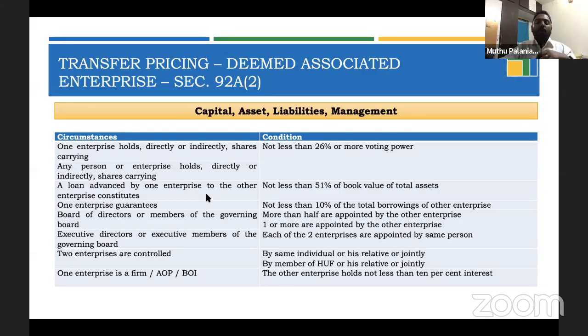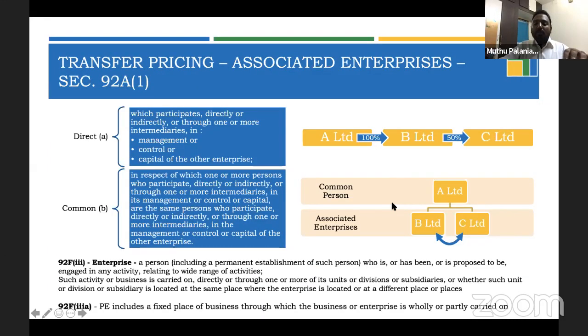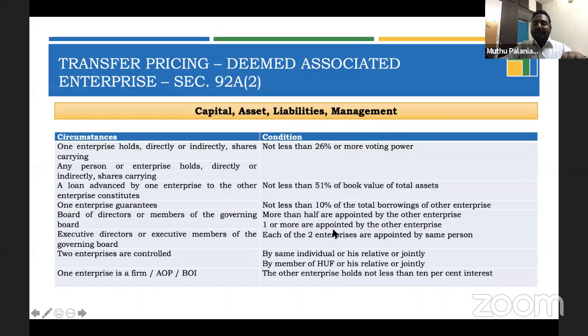Then you have a common board of directors. In this case, let's assume there is no holding between B and C, but A appoints a managing director in B, and A appoints managing directors in C. That is, at least one or more directors of each of the two enterprises are appointed by the same person. Given this scenario, even without shareholding, these two enterprises could still be called deemed associated enterprises. That is participation in the management. We said participation could be on capital, control, or management. So this clause talks about management participation.